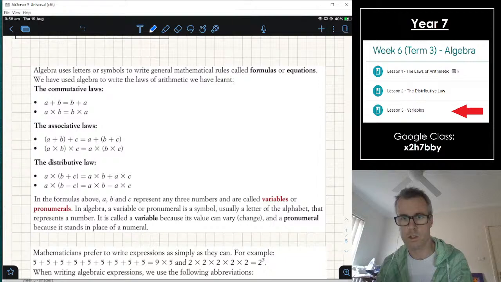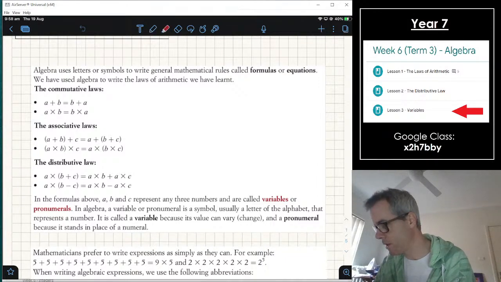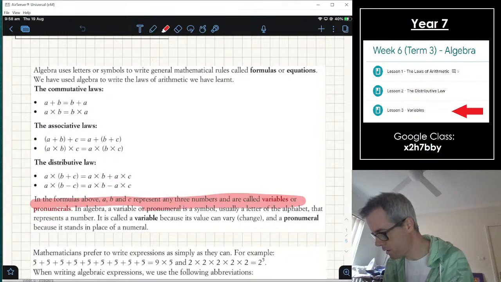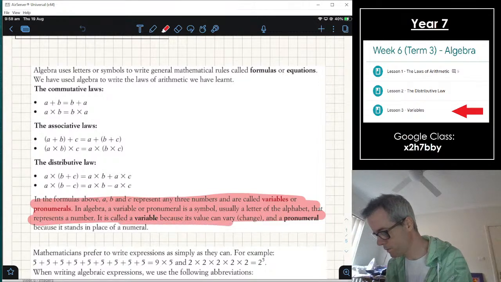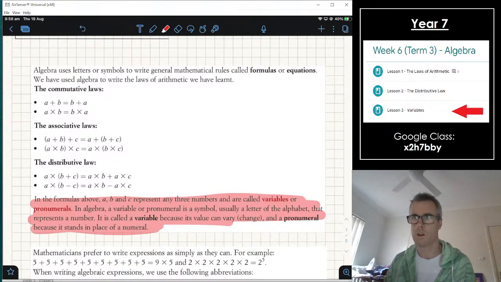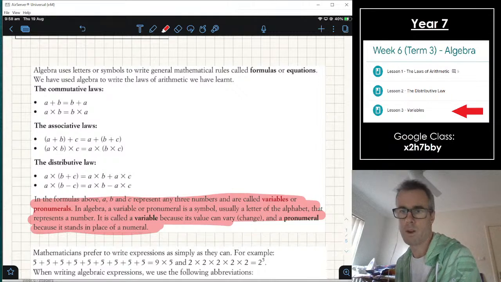What do you write from the sheet above the questions? You write this section here. So in the formula above, this one here. So we're starting to define what a variable is.